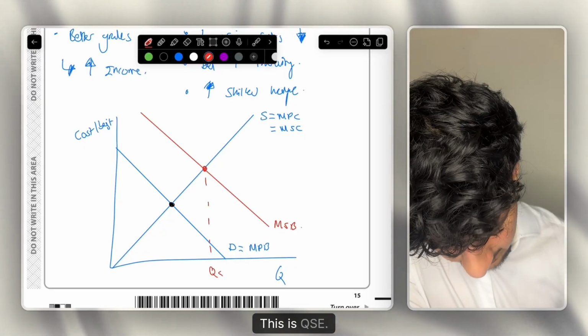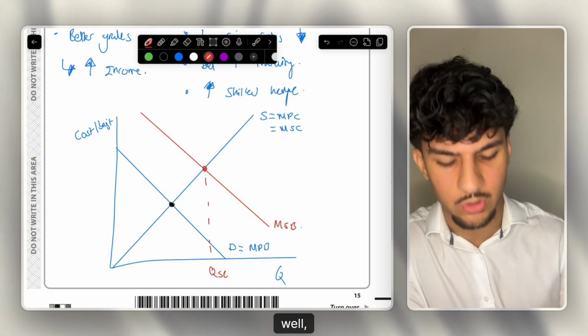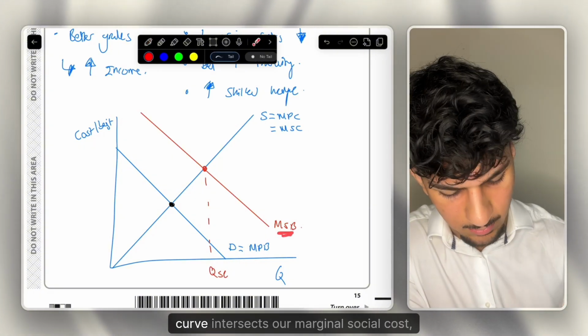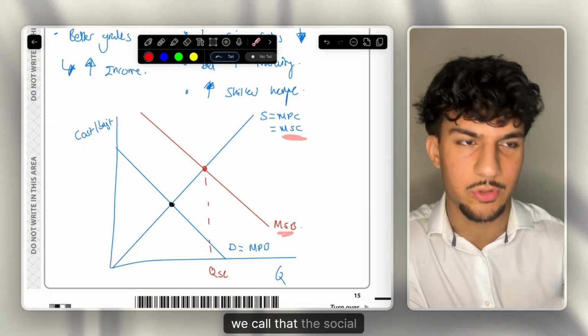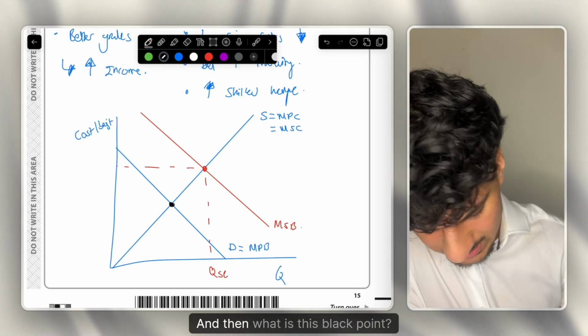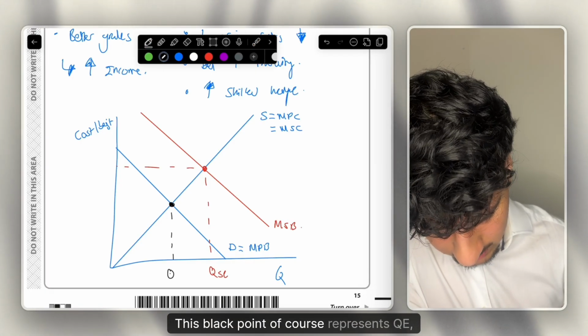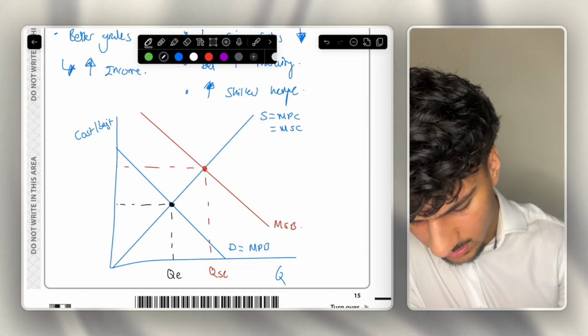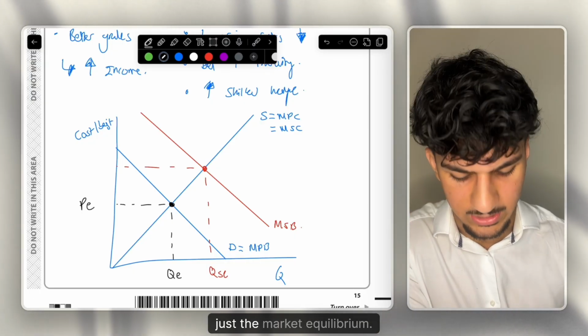This is QSE. So of course, where the marginal social benefit curve intersects our marginal social cost, we call that the social equilibrium. So let's get that labelled up. And then what is this black point? This black point, of course, represents QE, which is just the market equilibrium.